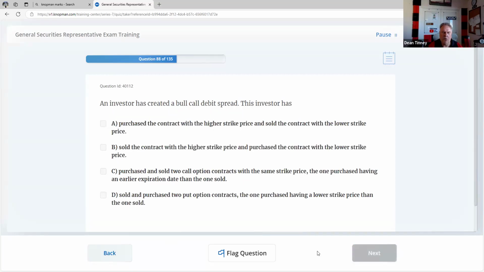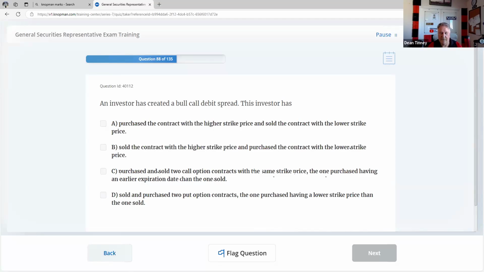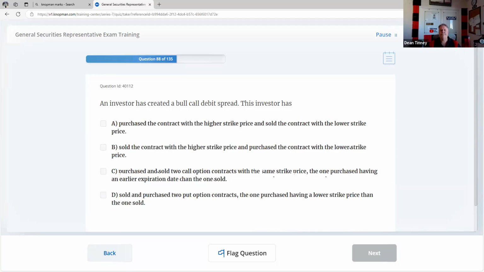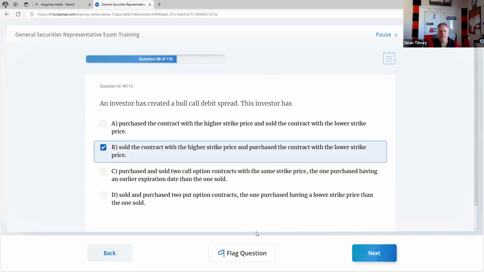An investor has created a bull call debit spread. The investor has... A bull call debit. That's right. So to create the debit and be bullish, purchase the contract with the higher strike. False. That's correct, that's false. Hold the contract with the higher strike and purchase the... It could be B. Yeah, you got it right.